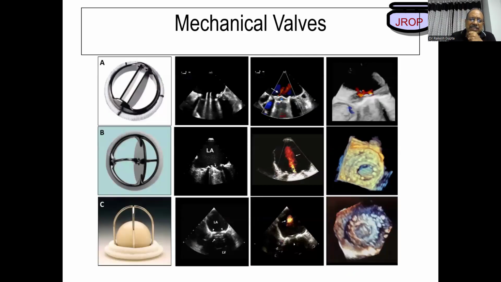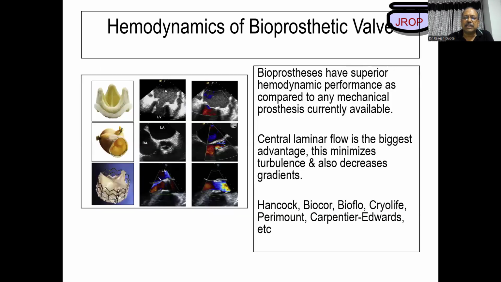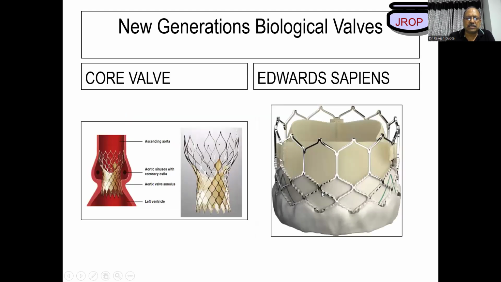So if I have to look at these valves, the three of them are ball and cage, single tilting disc device, and double tilting disc device. Then come biological valves. And for these biological valves, the hemodynamics is much superior because there's nothing like an occluder. And we have many of these biological valves in the name of Hancock, BioCor, BioFlow, CryoLife, Paramount, Carpenter-Edwards. Many of them are available as of today in the national and international markets.